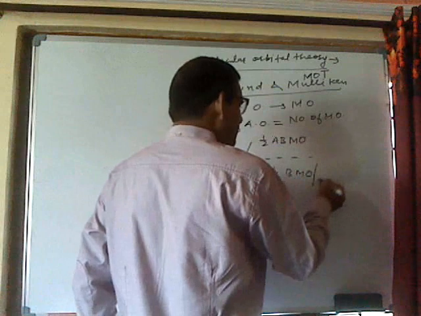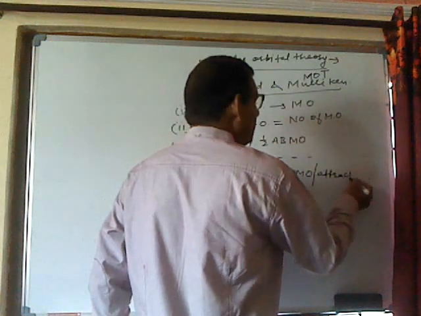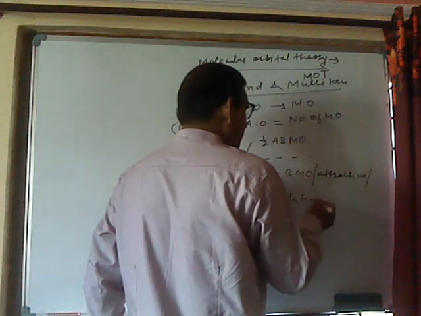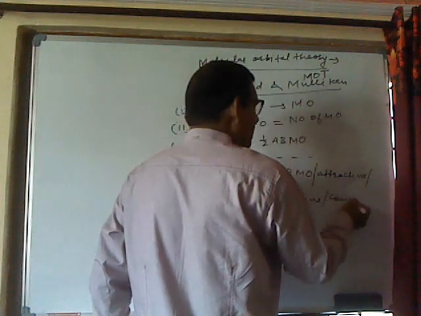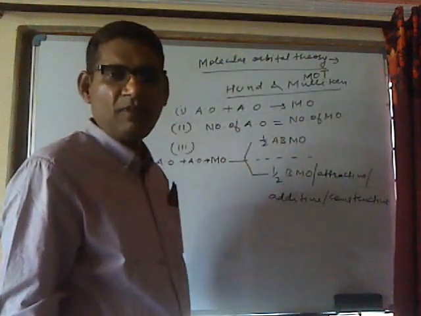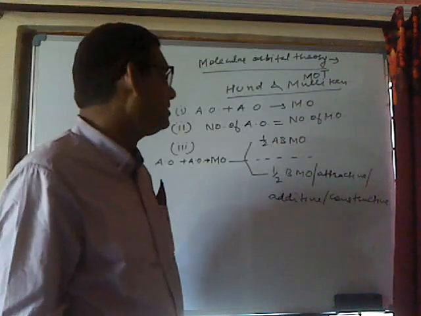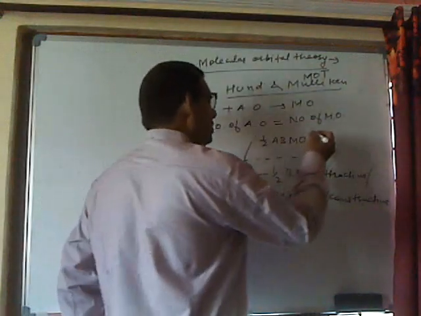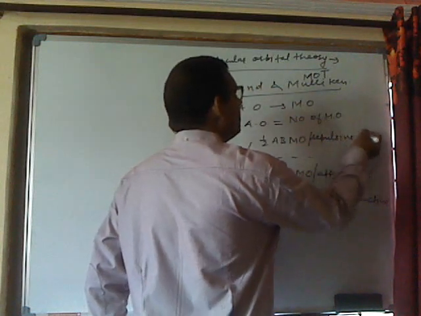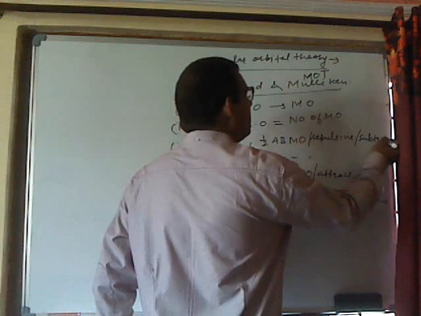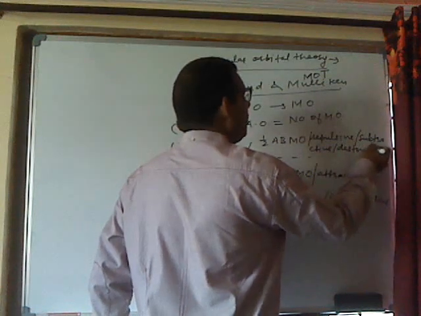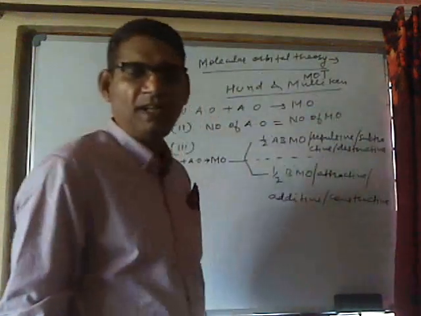Bonding molecular orbitals are always attractive in nature, additive in nature, constructive in nature. Because of them, bonding will be possible between two atoms. Antibonding molecular orbitals are repulsive in nature, subtractive in nature, destructive in nature, and will always oppose bonding between atoms.